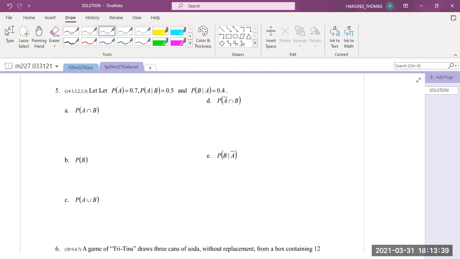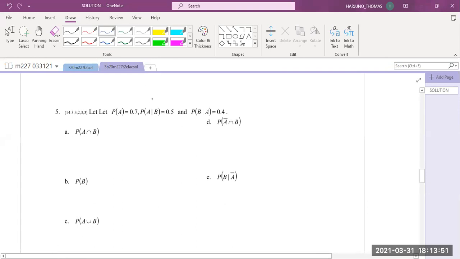Number 5, probability of A is 0.7. Probability of A given B is 0.5. So they are not independent. What is the probability of the intersection? Hold on, let's see what the formula is for this. Probability of A given B is probability of the intersection over probability of B. But I don't have probability of B, so I cannot find the intersection using this one formula.